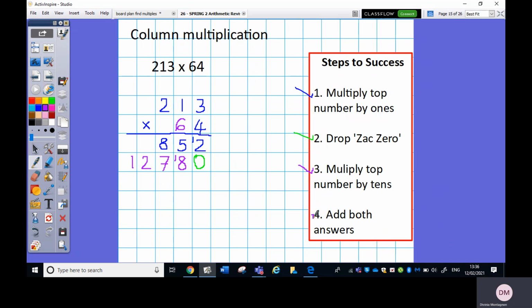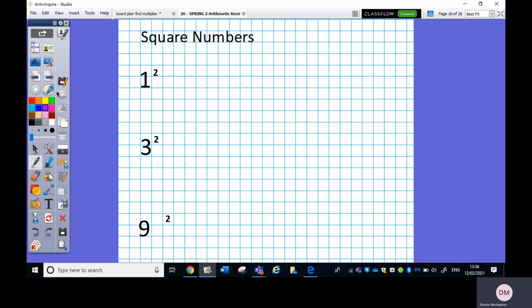Well remembered, brilliant. I'm going to add both answers. So 2 plus 0 equals 2. 5 plus 8 equals 13. Remember, I'm going to keep my regrouping in the same line so that it doesn't become confusing. 8 plus 7 equals 15 plus 1 equals 16. 2 plus 1 equals 3 and then 1. Great, and my answer is 13,632.